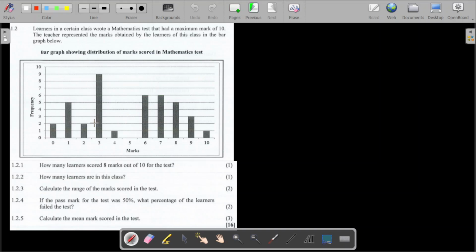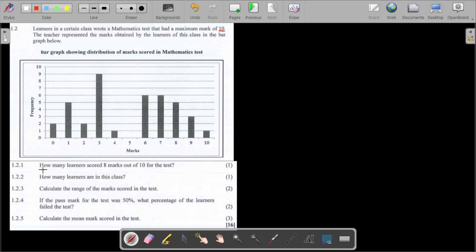So here in this question, they're asking us: the learners in the Grade 10 class wrote a mathematics test that had a maximum of 10 out of 10. The teacher represents the marks obtained by the learners of this class in a bar graph. So this is the bar graph that's showing the distribution of marks scored in this mathematics test. So we have the frequency and we have the marks. To remember, the frequency is going to be our learners, and the marks is going to be the marks of our learners.